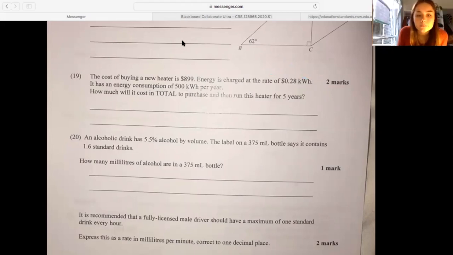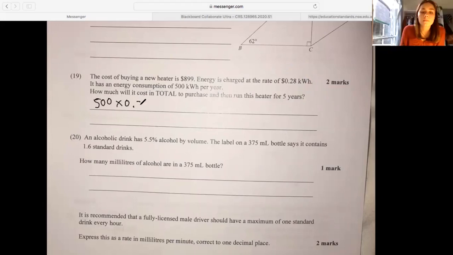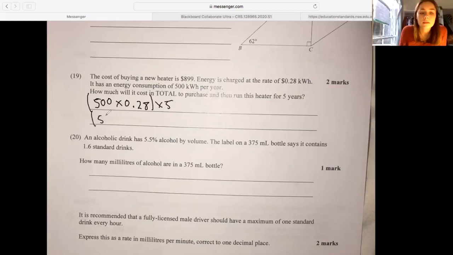Does it use 500 kilowatts a year? Yeah. And so we just have to figure out the price if they were to use 500 kilowatts a year. So do I just go 500 times 5? Yeah, for the 5 years. Or you can just do that. Either way, 500 times 5 times 0.28. Pretty sure it'll give you the same thing.